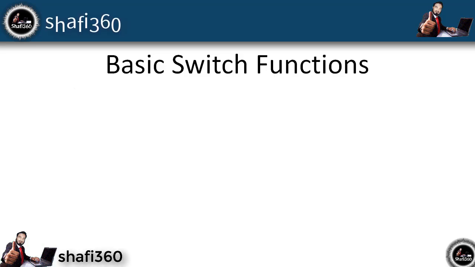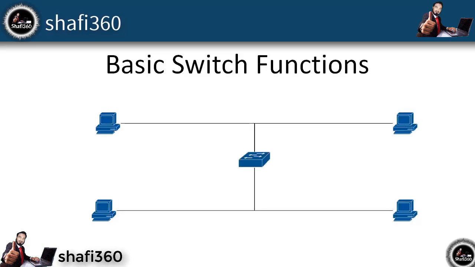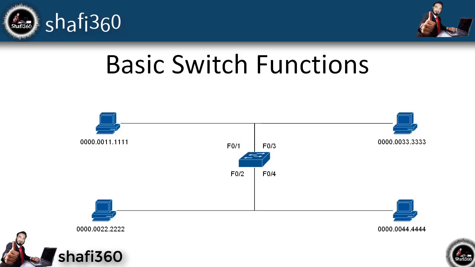So let's look at a very basic network and look at how a switch makes its forwarding decisions. So let's say we've got 4 computers like so. They are all connected to an Ethernet switch. And there's the MAC addresses. Obviously, these are all fake MAC addresses, but they work for our demonstration here. And these particular workstations are connected to ports Fast Ethernet 01, 02, 03, and 04 on this particular switch. And you can see I'm not very imaginative.